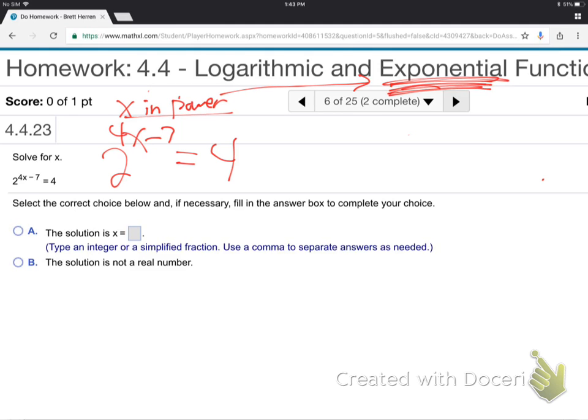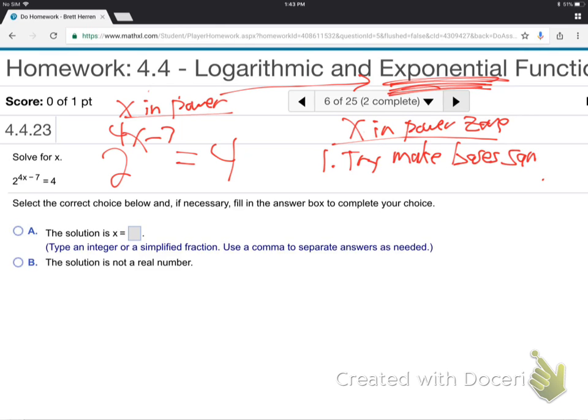How can we get that thing alone? Yeah, logs would do it. I'm actually going to have a way without a log, but there is a way with a log too. Good. Yeah, how did you know logs do it? Because they bring that power down, huh? That's exactly right. And I'm going to give you 2 ways to do it. So when x is in the power zone, there's 2 things. Number 1, try to make the bases the same, then cancel them.